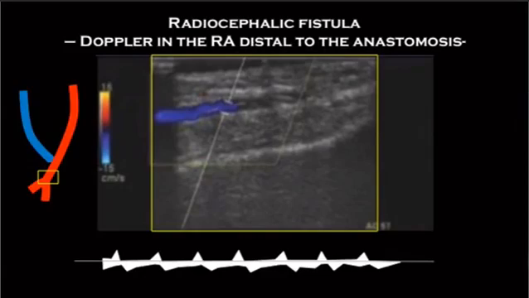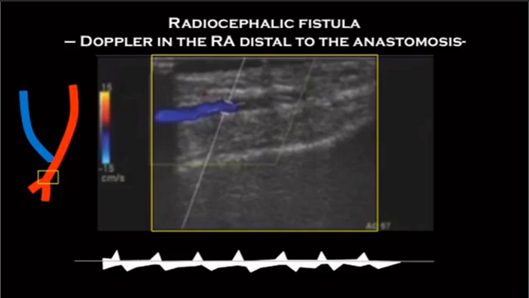All right, so not done with this yet. Let's talk more about Steal syndrome. This is typically the Doppler that you'll see, and you're Dopplering in the radial artery distal to the anastomosis, so along this yellow box to yellow box here. What you're seeing is the flow is antegrade during systole, and it's retrograde during diastole.